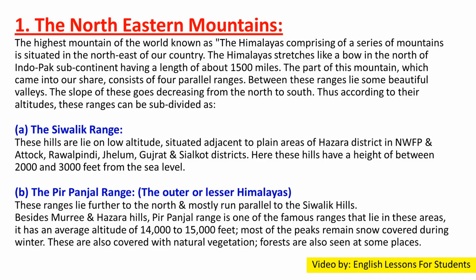2. The Pir Panjal Range, the outer or lesser Himalayas. These ranges lie further to the north and mostly run parallel to the Siwalik Hills. Besides Murree and Hazara Hills, the Pir Panjal Range is one of the famous ranges that lie in these areas. It has an average altitude of 14,000 to 15,000 feet. Most of the peaks remain snow-covered during winter. These are also covered with natural vegetation. Forests are also seen at some places.